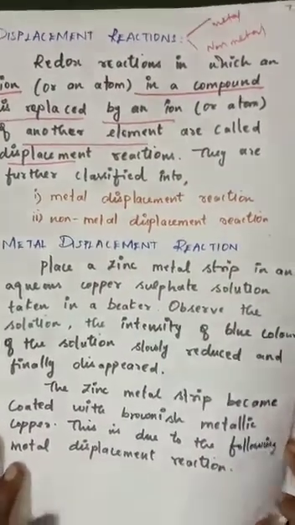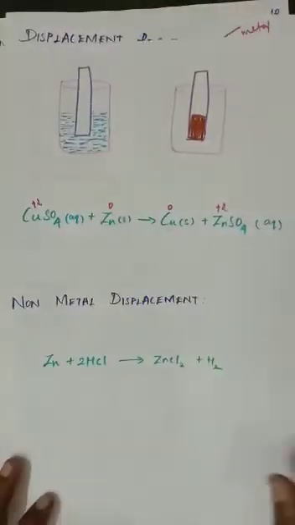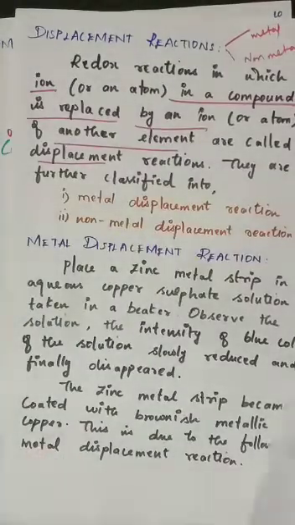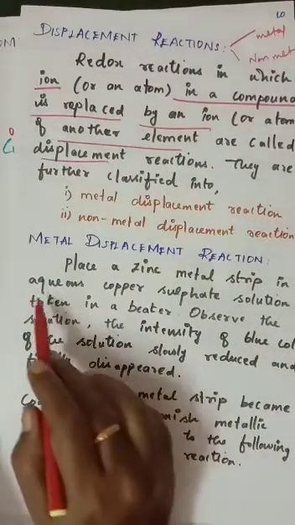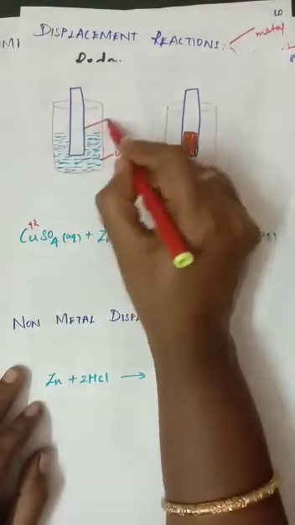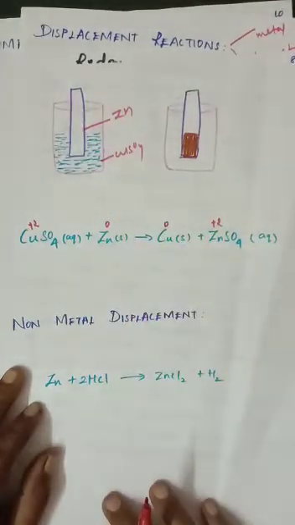For metal displacement, we can see one example. See this picture, there are two diagrams here. In these two diagrams, this is a zinc metal strip which is placed in aqueous copper sulfate solution. Here the zinc metal is placed in aqueous copper sulfate solution.